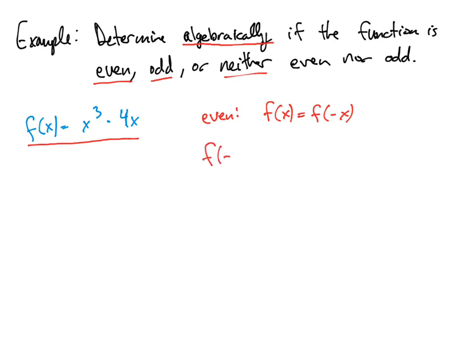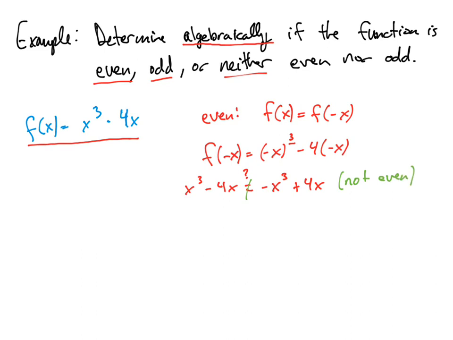So let's find f of negative x, and all we do is input negative x into the input of the function. And what we get is, well, negative to an odd exponent is going to be a negative, so negative x cubed. Negative times a negative is positive. Okay, so the question is, is that equal to our original function? And those are not equal. So we'd say not equal, so this function is not even.